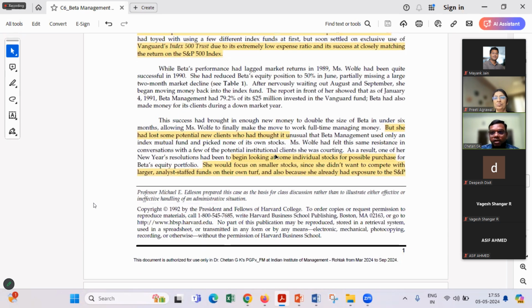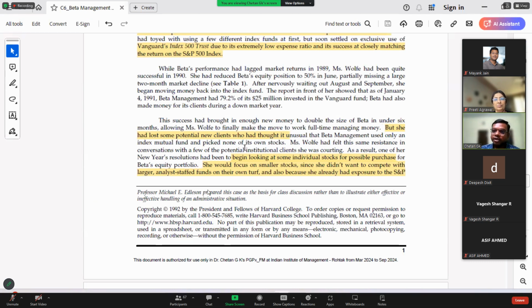But she had lost some potential new clients who had thought it unsafe that Beta Management used only index mutual funds and picked none of its own stocks. There was a common consensus among the clients of Beta Management that they were only investing in index funds and not investing in other stocks. That is the reason many of them were dissatisfied. What happens if you only invest in index funds? Your returns will be exactly in line with what the index returns.